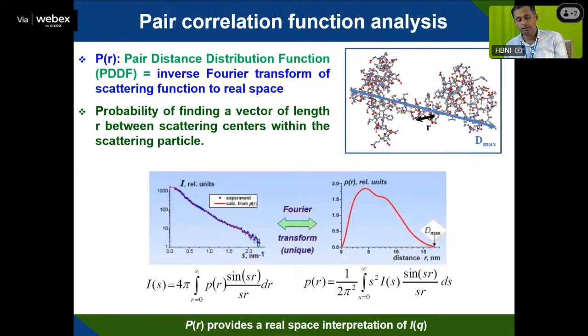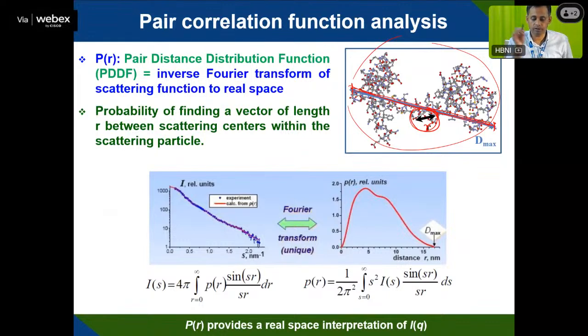Another piece of information that we get from here is the pair correlation function. If you have the whole scattering length of the material or molecule, with D maximum the maximum possible length, then the probability of finding a vector of length r within the whole scattering length is called the pair distribution function.